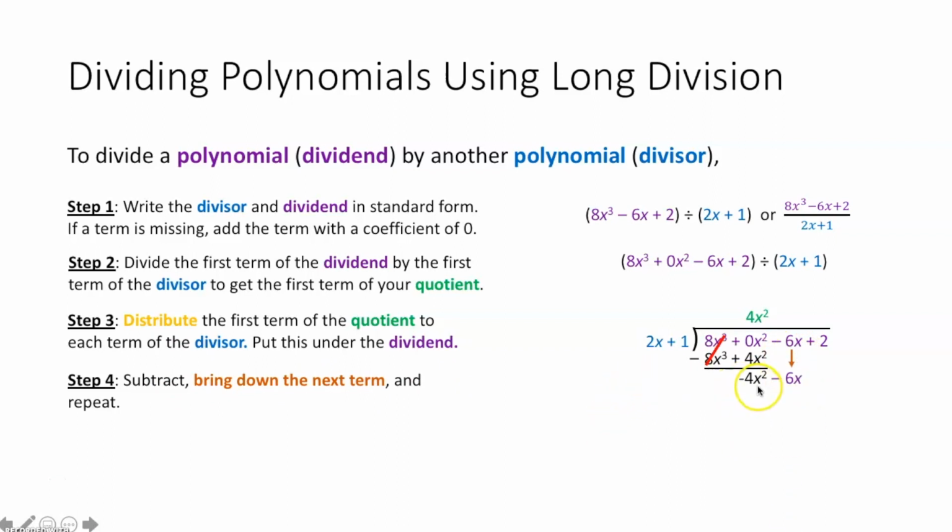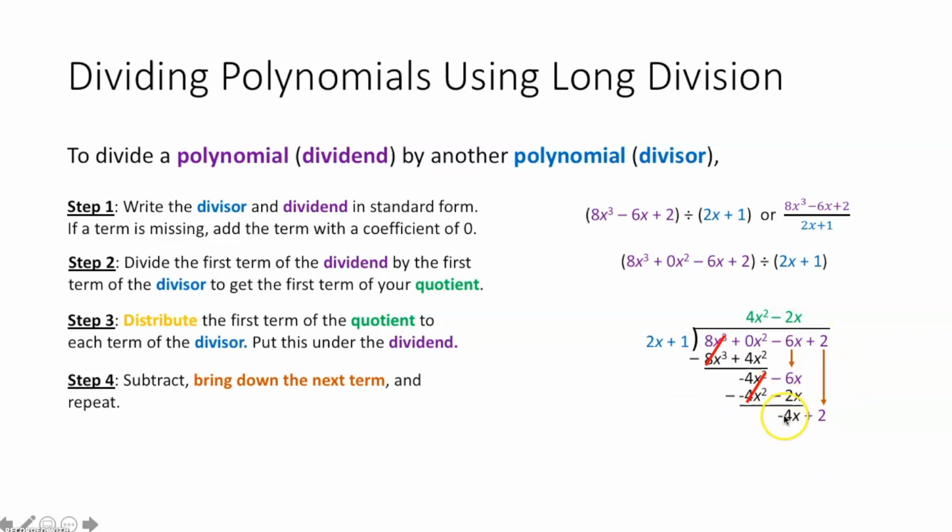We take this negative 4x squared divided by 2x. You get negative 2x. So we put negative 2x here. And we're going to take this negative 2x and distribute it to each term in the divisor. Negative 2x times 2x is negative 4x squared. These are going to cancel out now. And then what's negative 2x times 1? That's going to be negative 2x. So now we subtract each of these. The negative 4x squared and the negative 4x squared cancel each other out. Negative 6x minus negative 2x, so that's plus positive 2x, is going to be negative 4x. We then bring down our 2 and repeat the process.